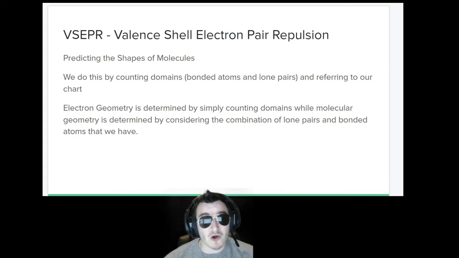The electrons are all negatively charged, which means they do not want to be next to each other. Therefore, the shapes that these molecules are going to occupy are a result of the electrons getting as far apart from each other as possible. And the way that we can predict their shapes is by counting this little word called domains. And a domain is either a bonded atom or a lone pair of electrons on the central atom. Keep in mind, a lone pair are electrons not involved in bonds.